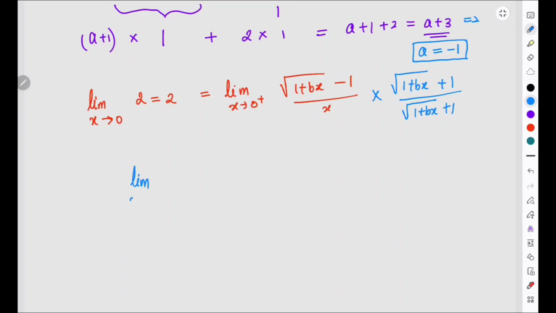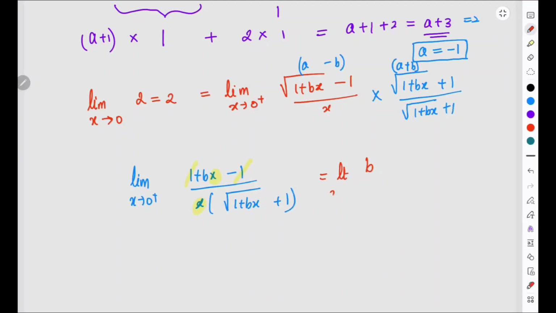So if you further simplify, limit x approaches 0 plus, you get 1 plus bx minus 1. Why? Because this is a minus b form and it is a plus b form. So a square minus b square divided by x into root of 1 plus bx plus 1. Now you can cancel these two ones, and this x and this x. So what you get is limit x approaches 0 plus b divided by root of 1 plus bx plus 1. Now apply x is equal to 0.